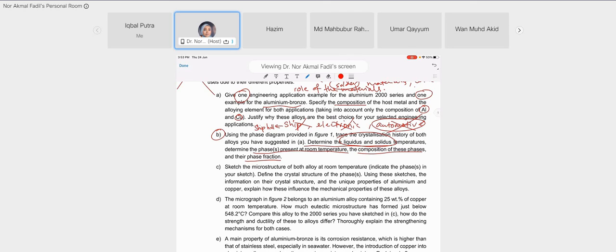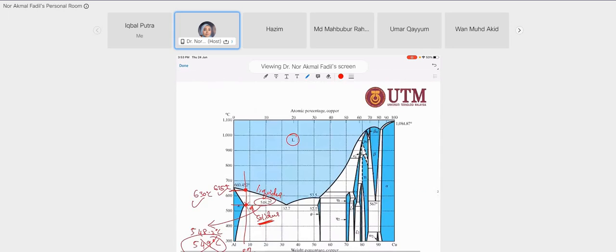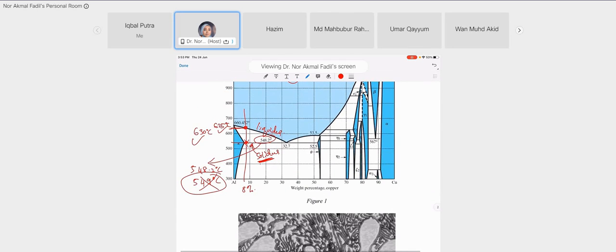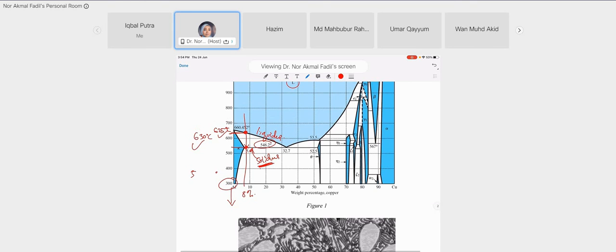And then determine the phases present at room temperature. So where is room temperature? Why is it only 300? Because below this temperature, there will be the same phases. So we assume at room temperature, the microstructure is similar to that at 300 degrees Celsius. It will be the same. Whatever microstructure you obtain at 300 degrees Celsius, it will be the same microstructure.